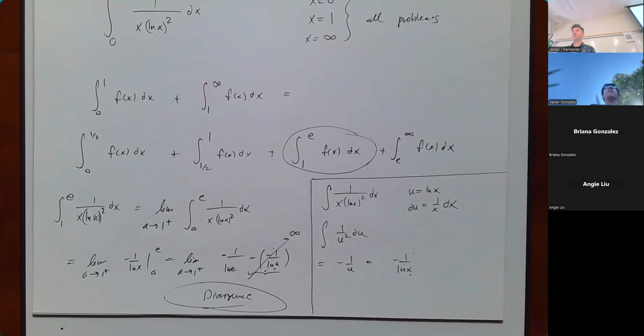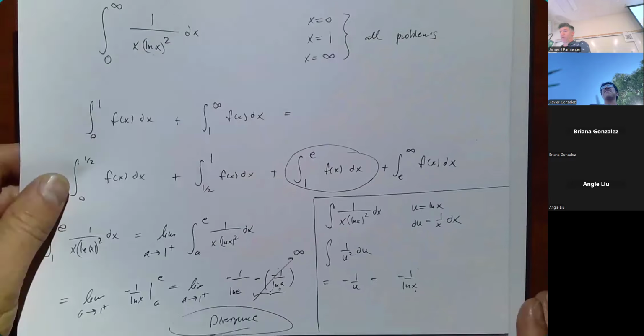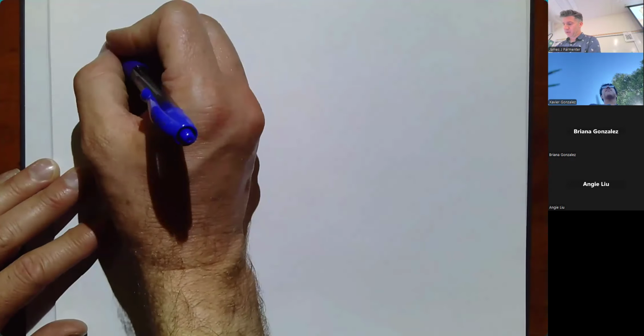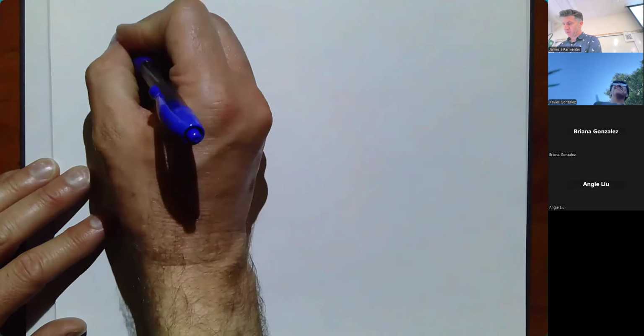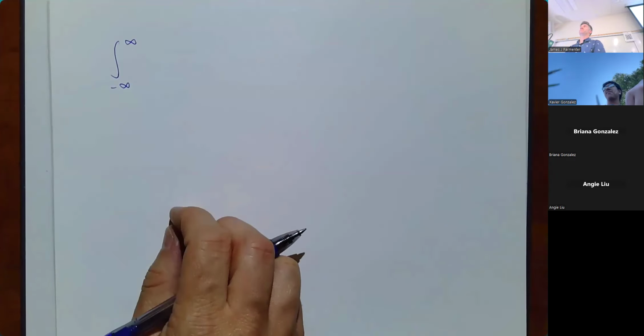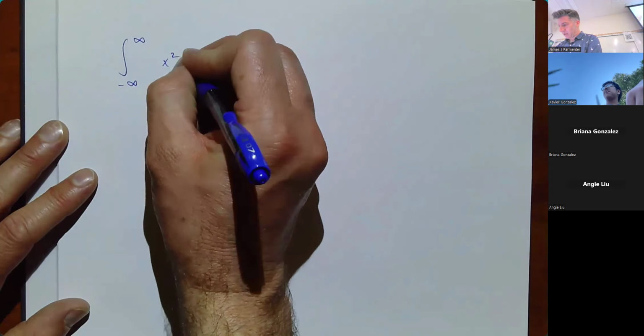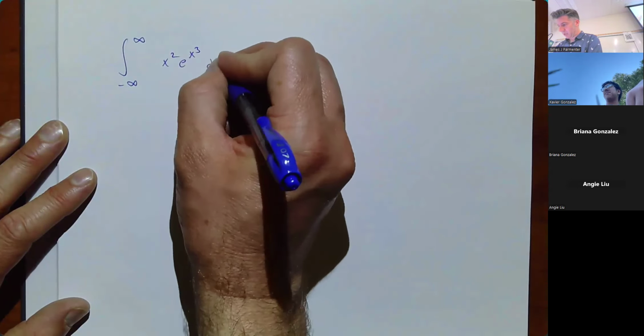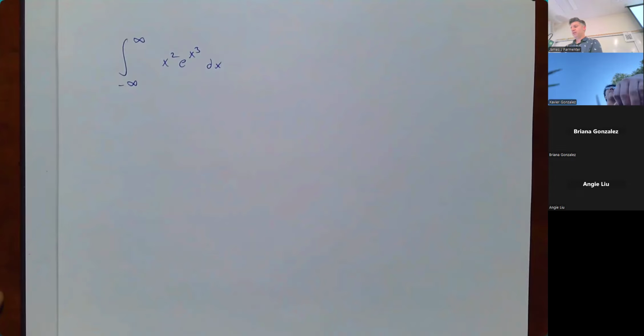So if you have multiple pieces, it's a good idea to try to pick the piece that you think diverges. Let me actually show you another one, which we're not going to do, but I want to point out what you would do. Let's say we had the integral from negative infinity to infinity of x squared e to the negative x cubed dx.